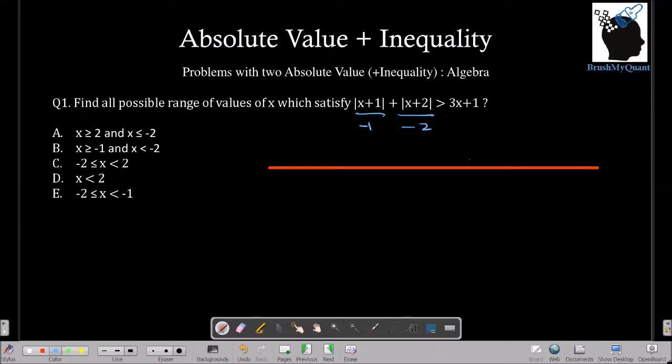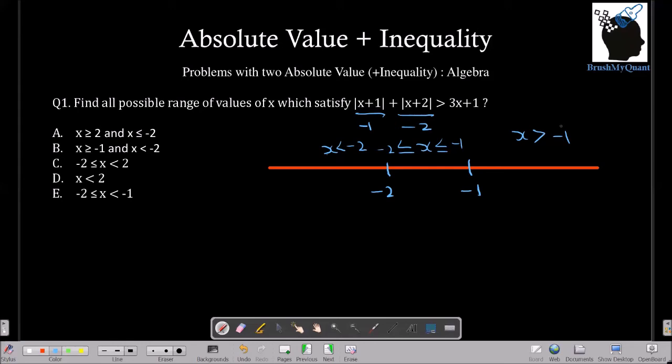Now we are going to plot these two points, minus 1 and minus 2. And the whole idea is we need to cover the entire number line. So we'll take 3 cases. The first case is x is greater than minus 1. The second case is x lies between minus 1 and minus 2. And the third case is x is less than minus 2.